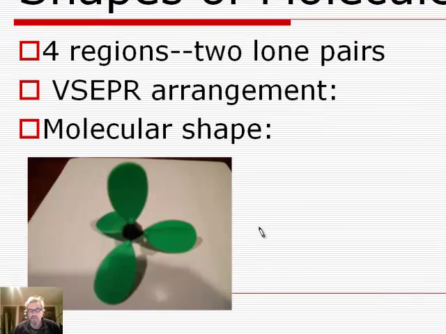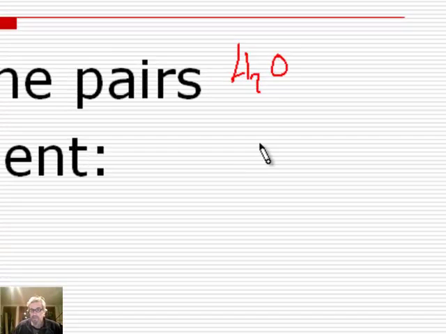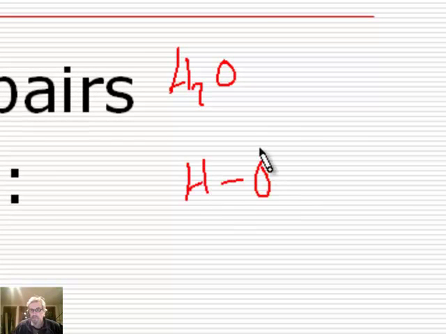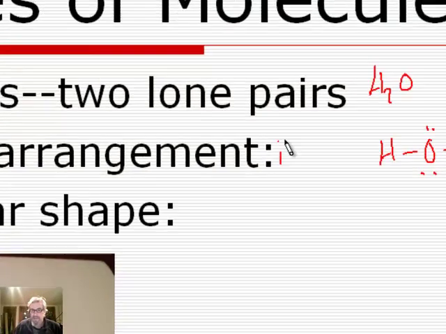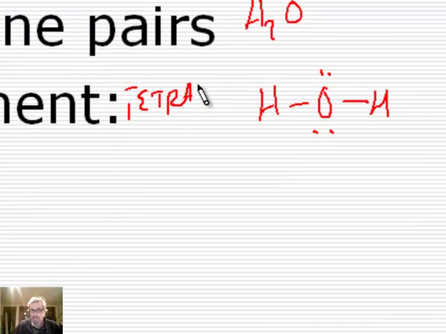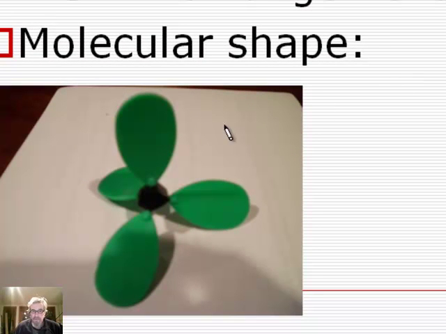Now let's take a look at 4 regions with 2 lone pairs. An example of this would be water, H2O, that we looked at earlier. Water has this Lewis structure. The central oxygen has got 4 regions of electron density, 2 are lone pairs and 2 are bonds. Well, since there are 4 regions of electron density, again, it's a tetrahedral VSEPR arrangement. The molecular shape is different. This would be considered a lone pair now, and maybe this would also be considered a lone pair.